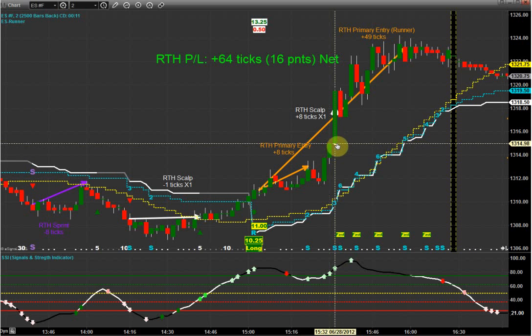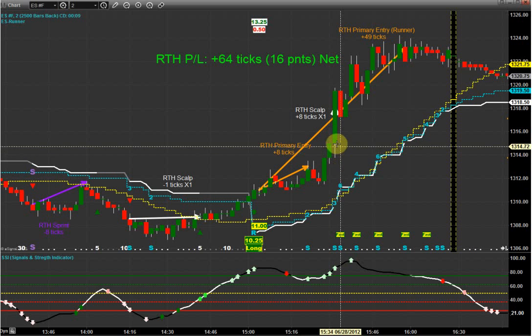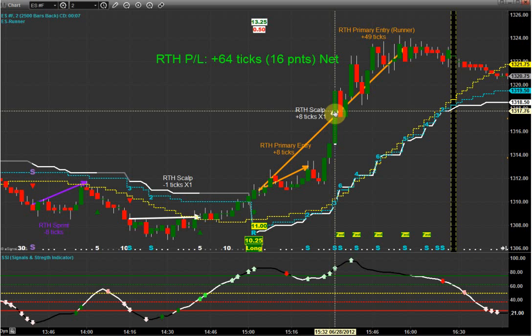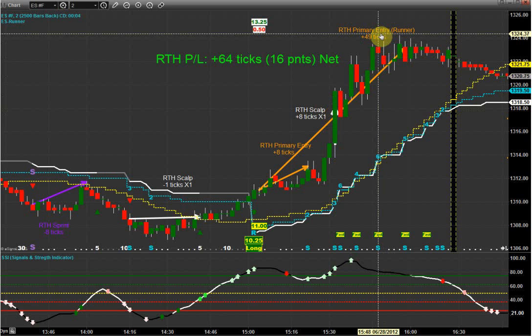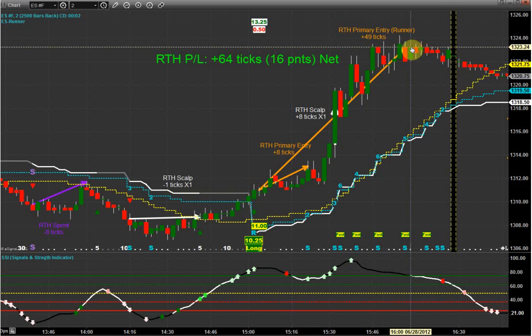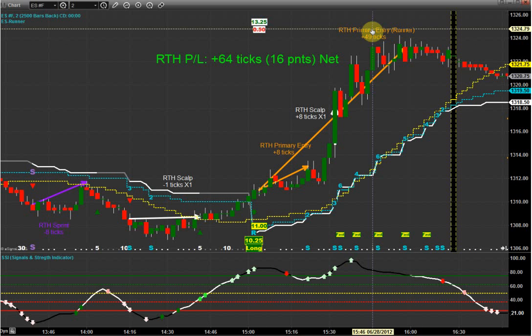As you can see, it went against traders by about 3 or 4 ticks, but then shot up and made the 8 ticks profit right there. And the runner was taken out at 49 ticks of profit here, from the open price to the open price of this candle here, was 49 ticks.